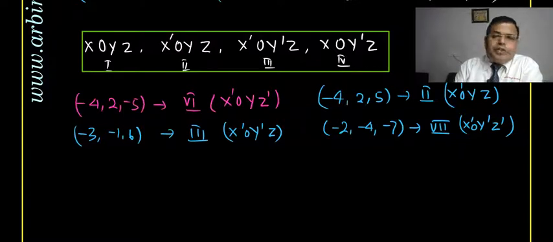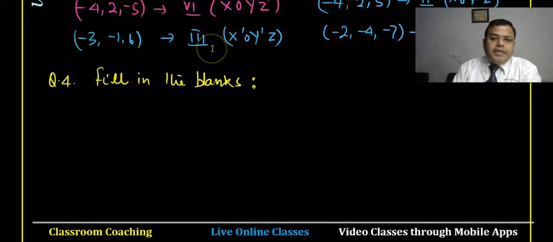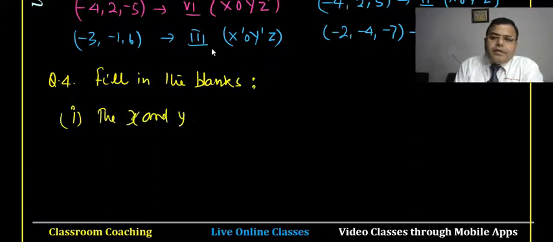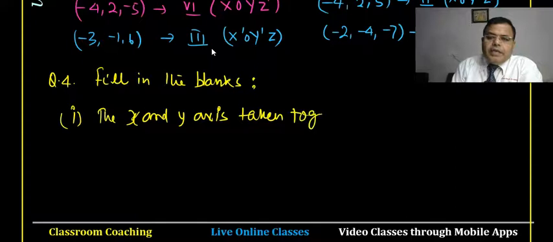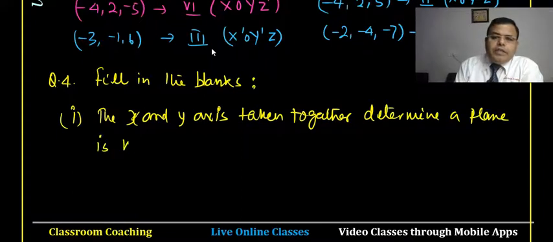Okay. Now the next question is question number 4. What do they say? Fill in the blanks. The first point is: the x and y axis taken together determine a plane, known as the XY plane.